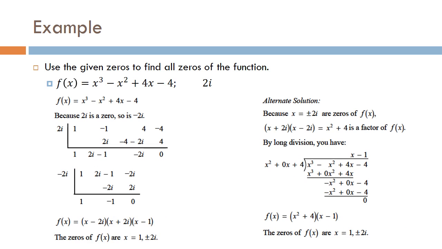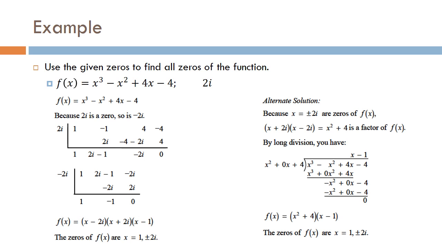So dividing by 2i gives us, like I said, it's a little bit messy. You've got 1, 2i minus 1, negative 2i. But then when we divide by negative 2i, it gets rid of all the i's. So we end up with 1, negative 1, which is basically the end. So we have x minus 2i times x plus 2i times x minus 1.